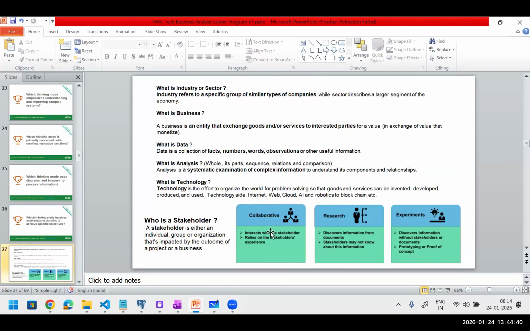Let's say you are very new to retail and very new to procurement in a retail business, very new to the services completely. But you should identify the stakeholders, interact with them, rely on them, and get the information and the requirements. This is the collaborative way of understanding things, getting the clarity. Otherwise it is research. You can alone, in a silo, discover information from the documents.